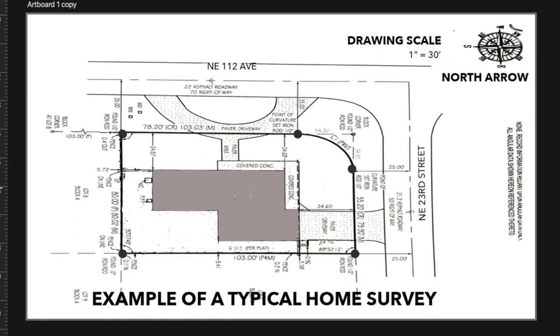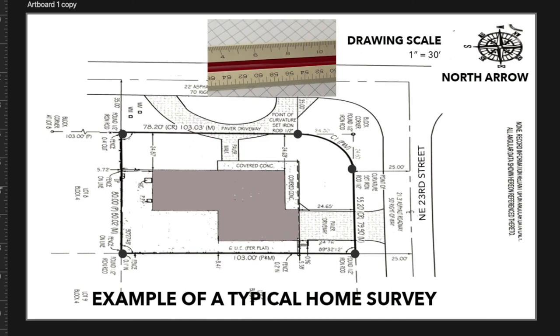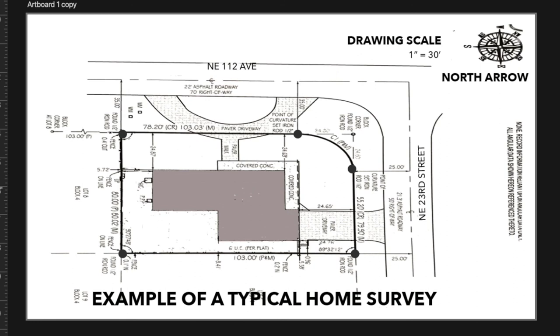you could use a copy machine and have it enlarged to a scale of 1 inch equals 10 feet, which will give you a little bit more real estate on the sheet of paper to lay out your garden design. Also, you're going to need to get an engineering scale, like the one I'm showing here, to help you accurately measure your garden space. Okay, now let's continue reviewing the survey.